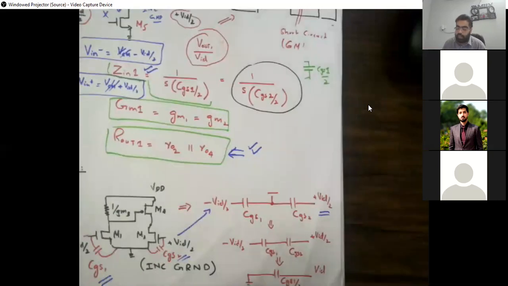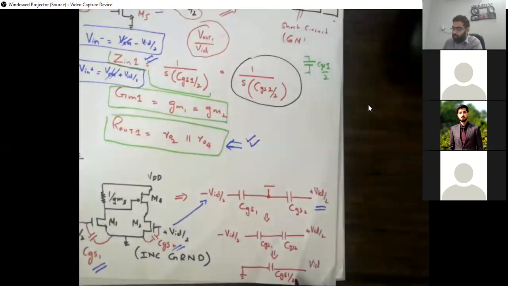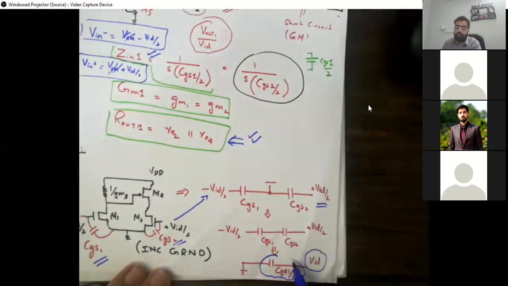So these two are in series, so it's going to be CGS1 in series with CGS2. Capacitances in series become half if they are of the same value. So we come out to be CGS1 by 2. And if we just make this VID on the one side, we are going to have VID and the ground. So the whole input impedance is going to be seen by the differential signal in totality. So the differential signal in totality is VID, and the impedance which is going to be seen with the ground is going to be CGS1 by 2. And that's what we wrote here.